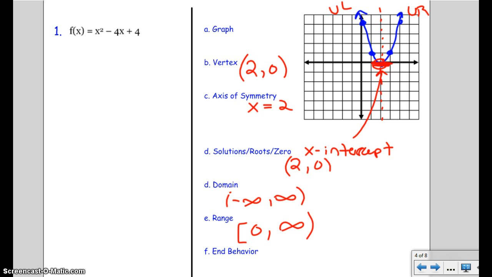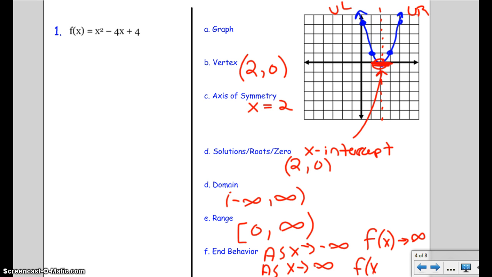Perfect. End behavior. Remember the nice way we wrote end behavior last time? We said as x goes to the left, so negative infinity, where is the y value going? The tail end where the arrow is going up to infinity. And as x is going to the right, positive infinity, my f of x, or my y value, is also going up to infinity. So that is example number 1.